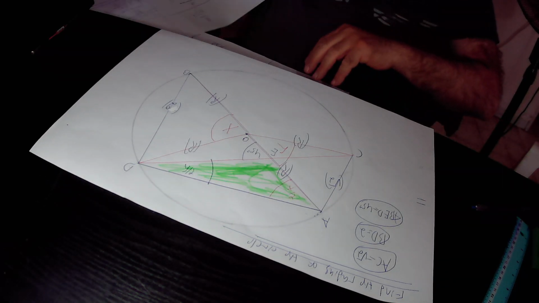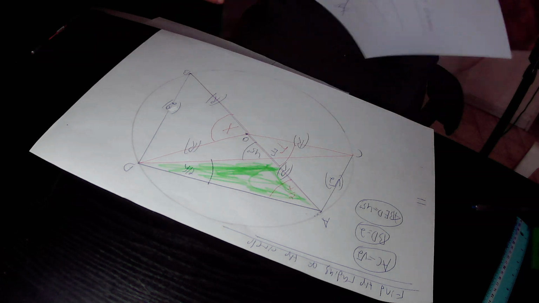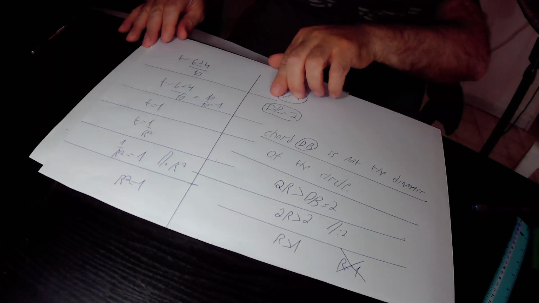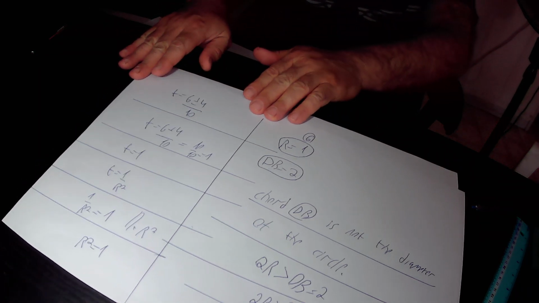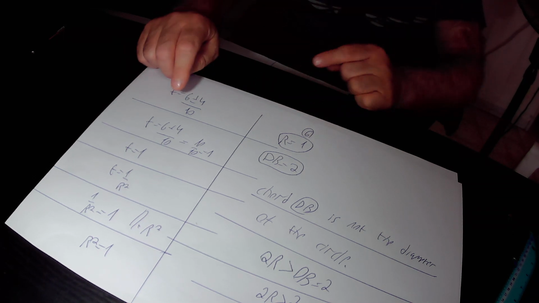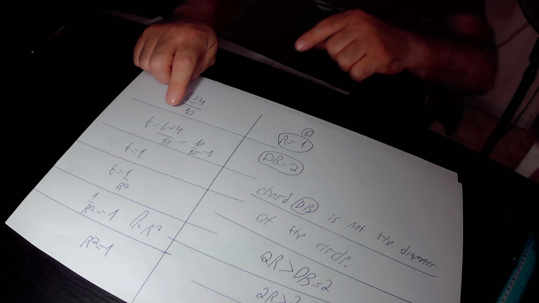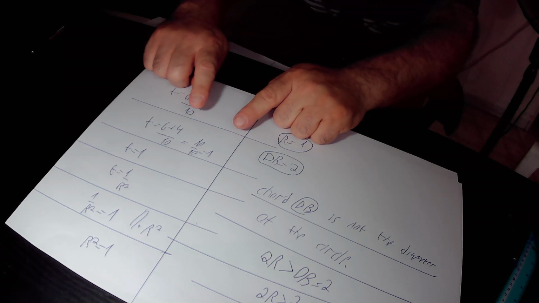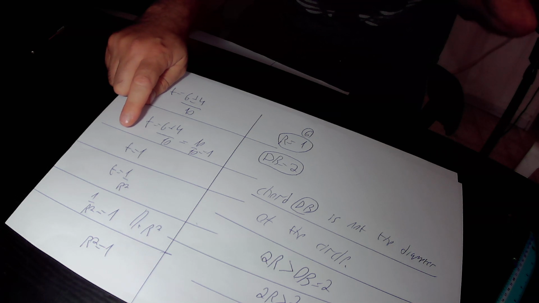And again, we found out that t equals 6 plus minus 4 over 10. The first solution for t is that t equals 6 plus 4 over 10. 6 plus 4 is 10, and 10 over 10 is 1. So according to the first solution, t equals 1 from one side.